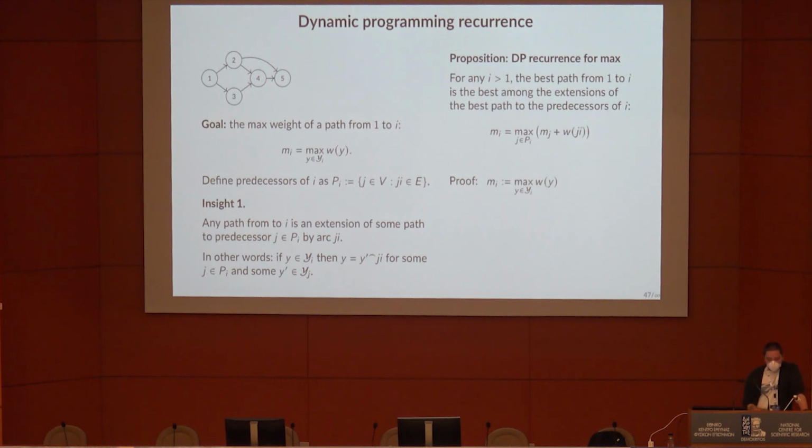By definition, Mi was the maximum weight of a path from 1 to i. So we could write this using insight 1 as the maximum over paths 1j to some predecessor of i, and the maximum over y prime itself.